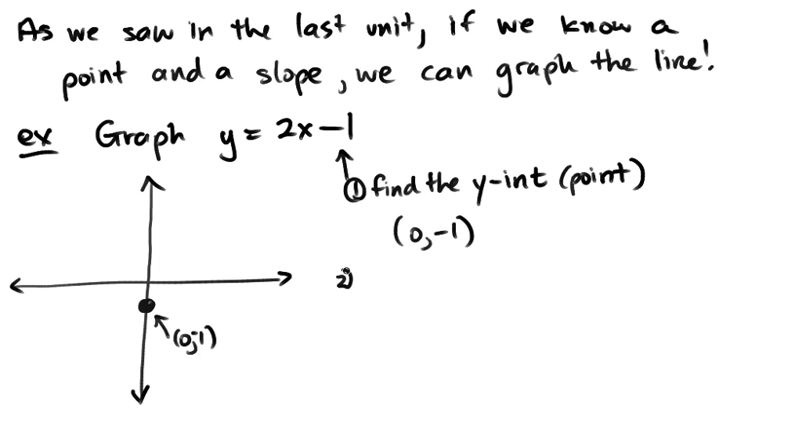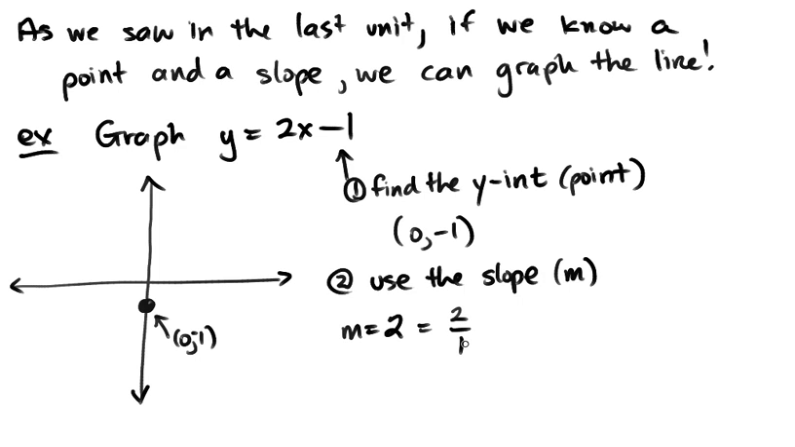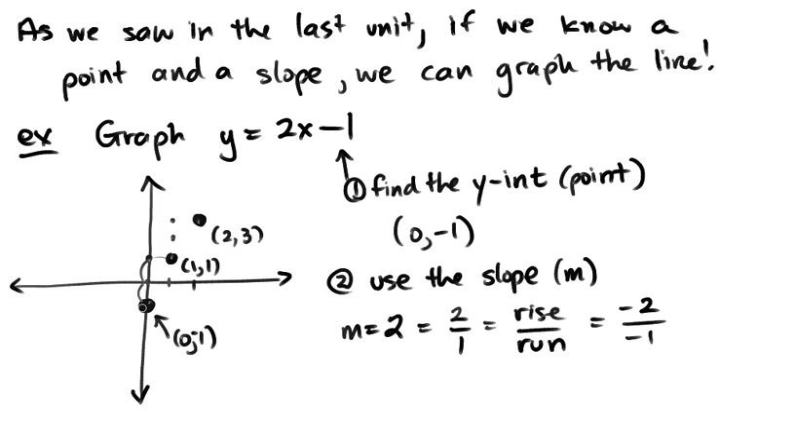And then we use the slope. And the slope is your m value. In this case, the m value is 2. And remember, that's a fraction. So when you're doing your rise over run, you can use 2 over 1. So you go up 2, 1, 2, and you go over 1. So another point would be (1, 1). And then you could go up 2 and over 1. So another point would be (2, 3). Or you can go back 1 and down 2. So if you go down 2, you would go backwards 1.